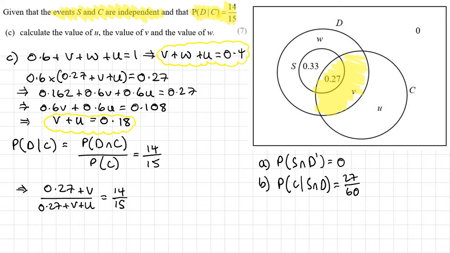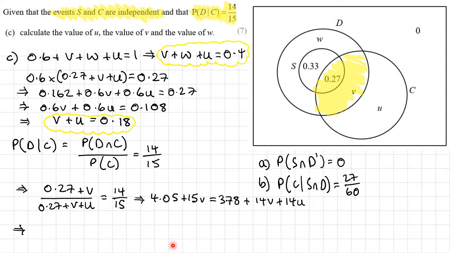If I cross multiply, I will get 4.05 plus 15V is equal to 3.78 plus 14V plus 14U. Again, I want to write it in a form that matches up with the previous one so that I can easily solve this on my calculator.